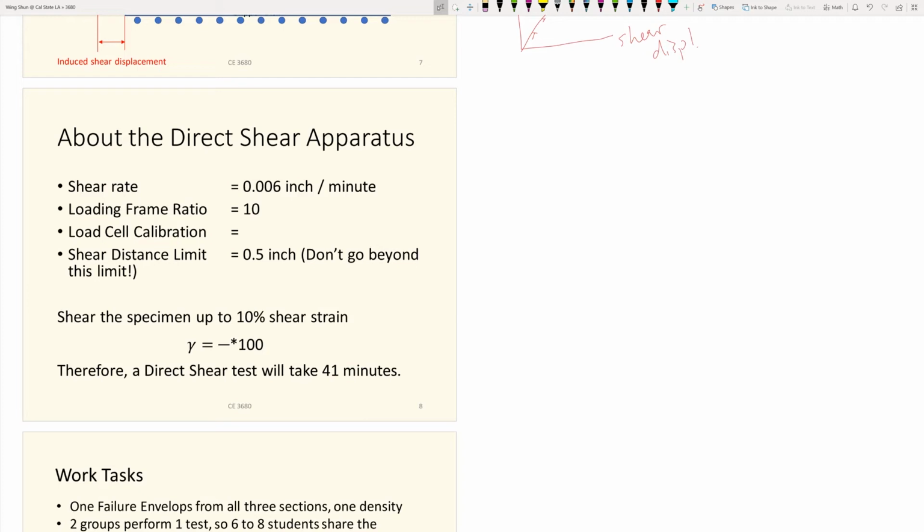Okay, so the load cell calibration factor is 0.198 pounds per 0.001 millimeters, which means, like, from the load wing.